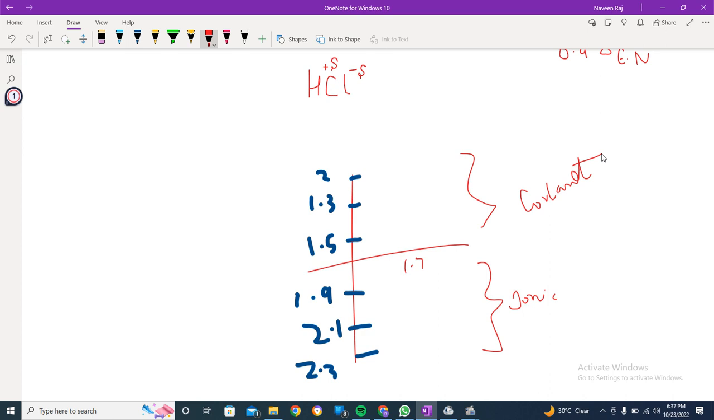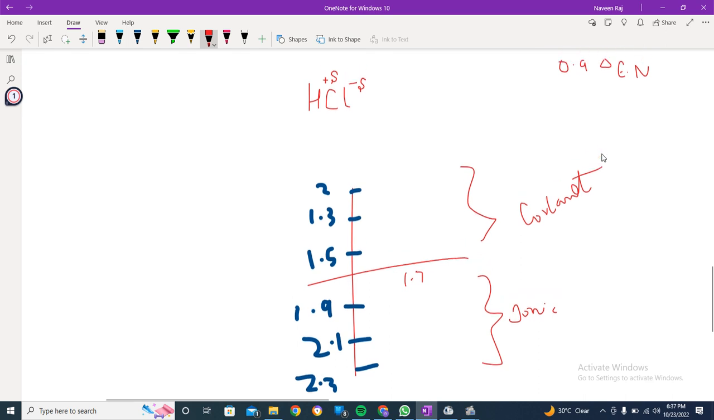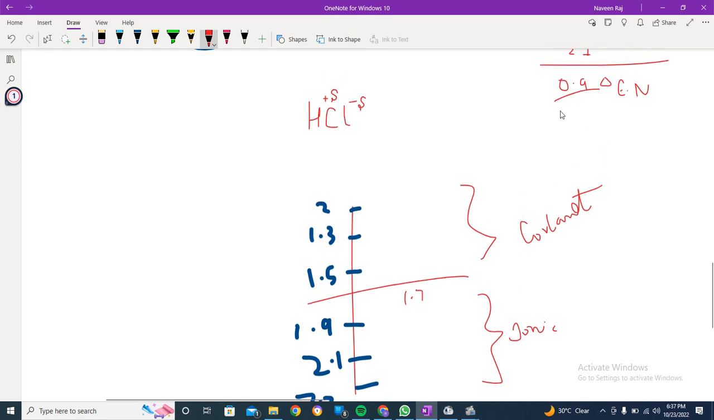I do hope that you got the trick. If the chlorine and hydrogen had a larger electronegativity difference, say 2.1 instead of 0.9, that would be an ionic bond, with permanent H positive and Cl negative. But we have an electronegativity difference of 0.9, so that comes in the covalent category, and that would have a partial positive, partial negative charge.